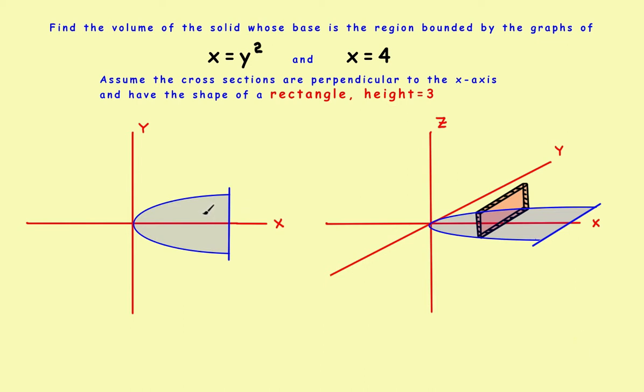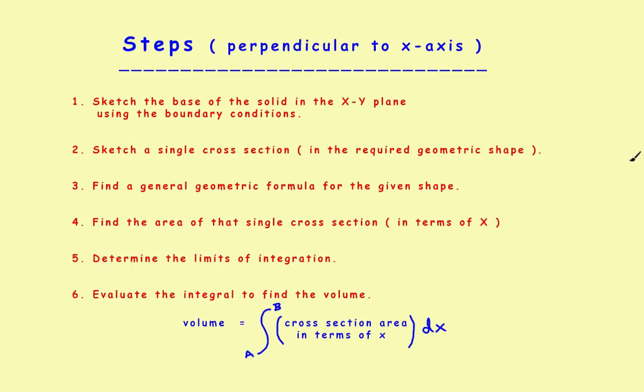So this area right here represents the shaded area of the base, which is what this is over here. So now you've got the base of your solid. So let's go back to our steps. And you've actually completed step 1. You've sketched the base of the solid in the XY plane.